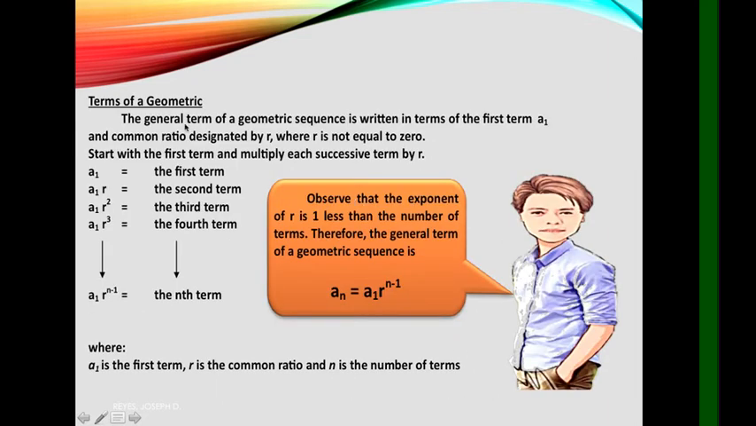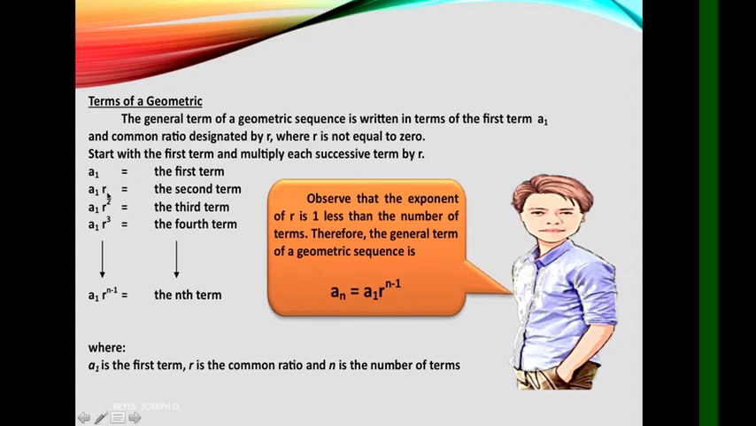So the general term of a geometric sequence is written in terms of the first term, a sub 1, and the common ratio defined by r, where r is not equal to 0. Start with the first term and multiply each successive term by r. So the a sub 1 is the first term.